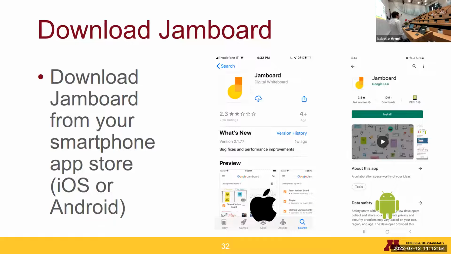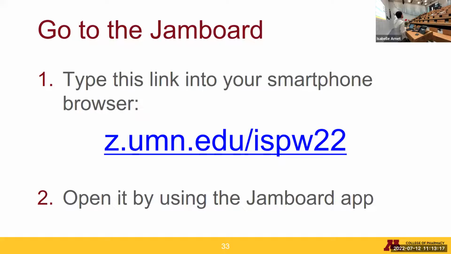Here we can use a laptop, or we can discuss, and I can manage the Jamboard. Again, in Chicago you can download it from your smartphone, or you can just discuss and write on paper, and then I can report at the end myself using the laptop. The Jamboard is at this link, cdaumn.edu/ispw22, and I'm going to open it. Let's see.